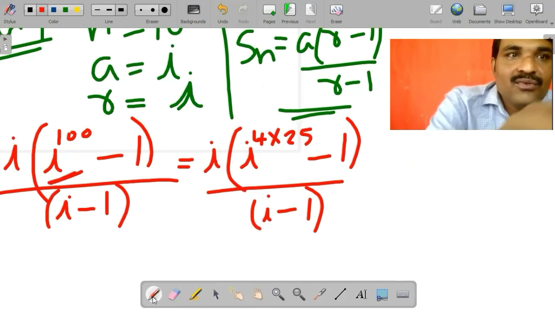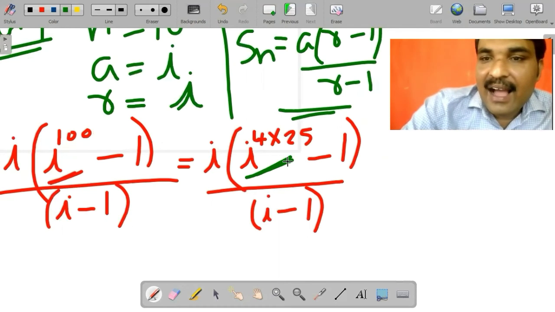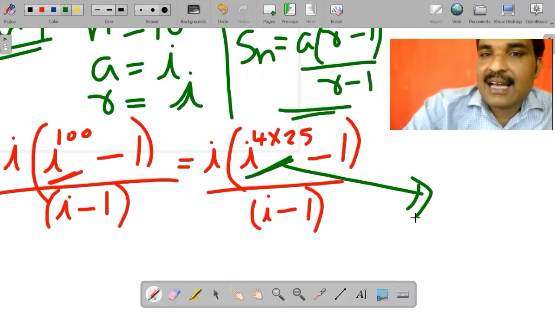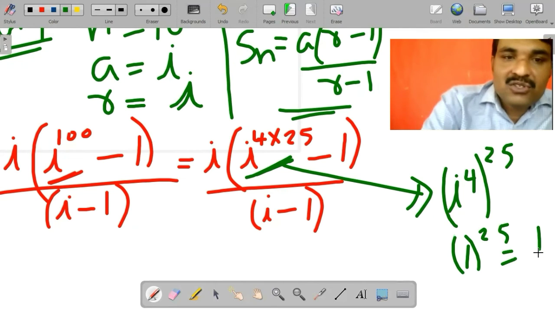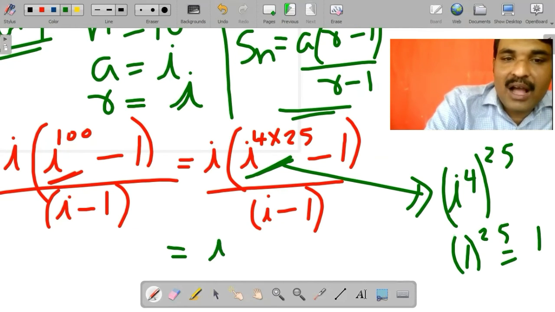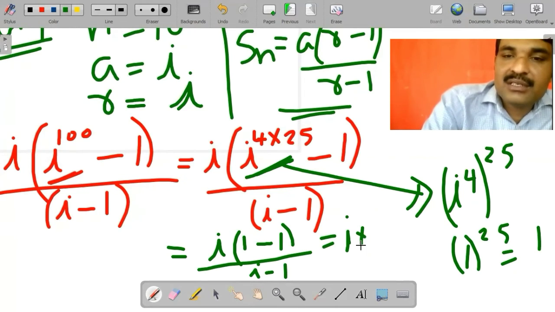Now what is the value of this term? Iota raised to 4 into 25. That is a multiple of 4. So we can write this term as iota raised to 4 whole raised to 25. Iota raised to 4 is 1. So 1 raised to 25 is equal to 1. So in this expression, the numerator becomes iota multiplied by 1 minus 1, divided by iota minus 1. 1 minus 1 is equal to 0. That becomes iota into 0 divided by iota minus 1. Right.